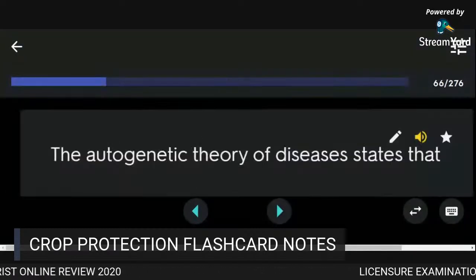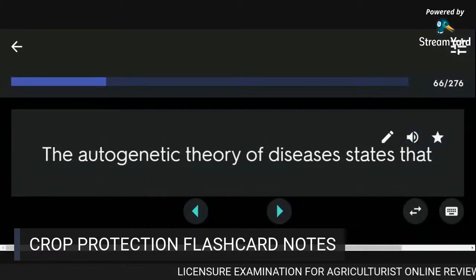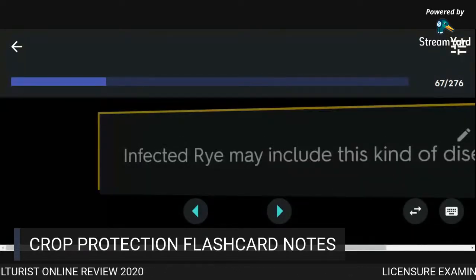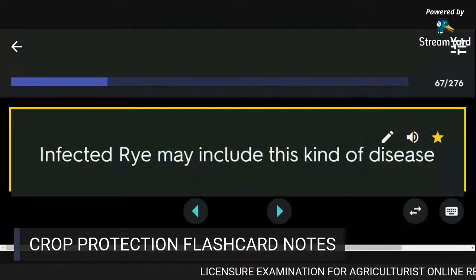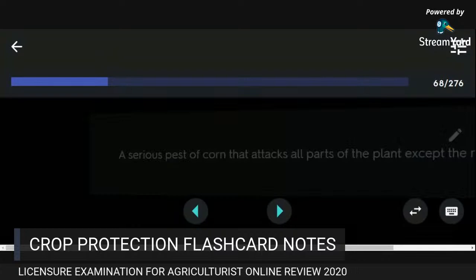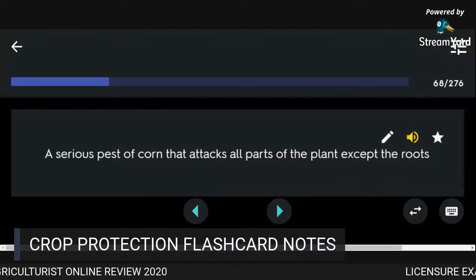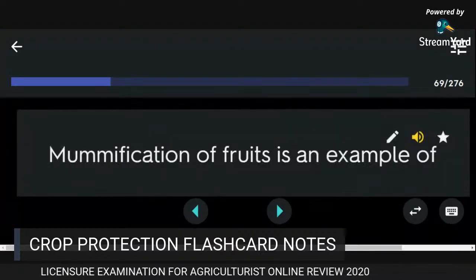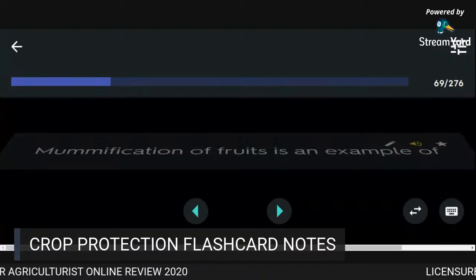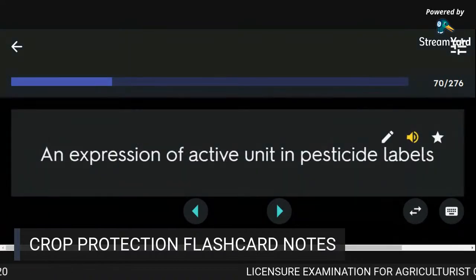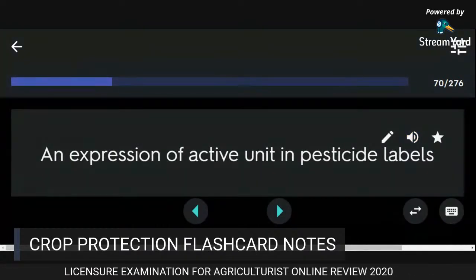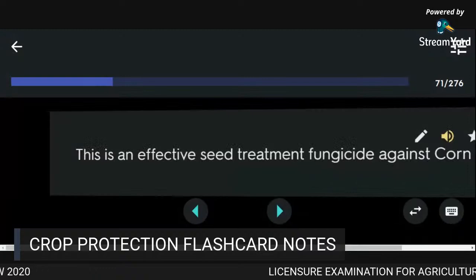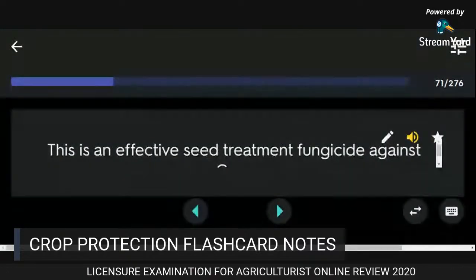The autogenetic theory of diseases states that pathogens are outgrowths of the disease and not the cause itself. Infected rye may cause this kind of disease: Saint Anthony's fire. A serious pest of corn that attacks all parts of the plant except the roots: corn borer. Mummification of fruits is an example of a sign. An expression of active ingredient in pesticide labels: percent, gram per kilogram, ml or gram per liter. This is an effective seed treatment fungicide against downy mildew of corn: metalaxyl.